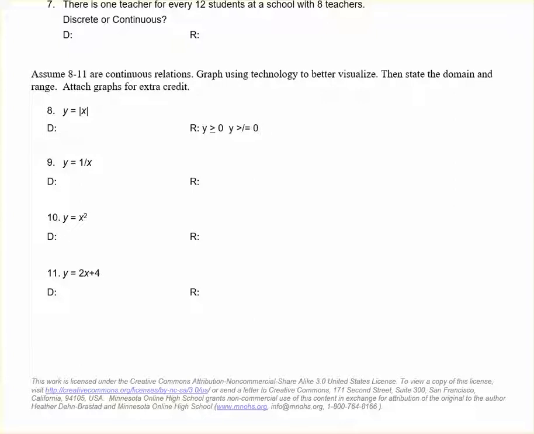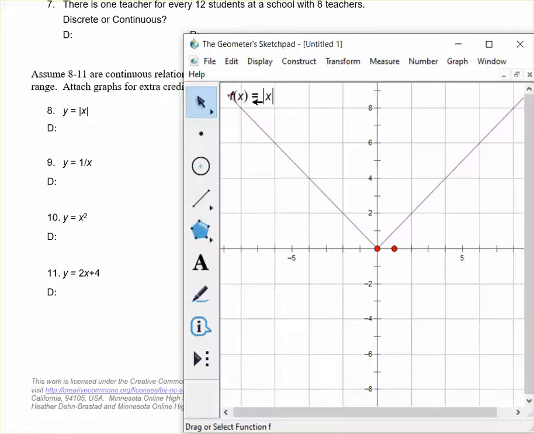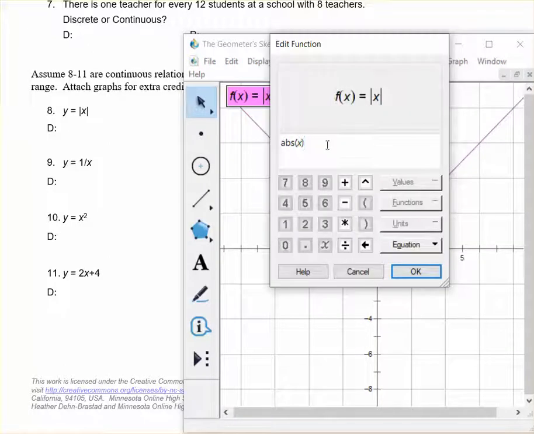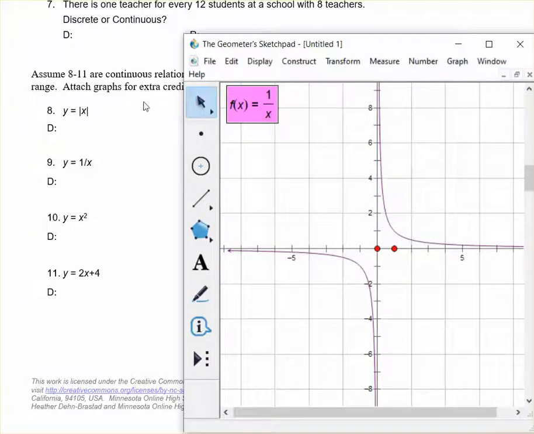And the range was, or the domain we already said was all real numbers. Let's look at y equals 1 over x as a graph. I'm going to delete this one and do 1 divided by x. These are examples of functions we'll look more at this year, but this time we're just looking at how to find the domain and range of them.